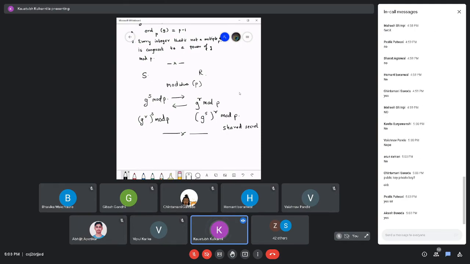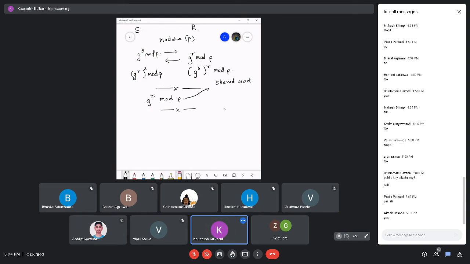Yes. This is the shared secret. Sir, what is the shared secret? The shared secret is g raised to RS mod p. This is the shared secret.